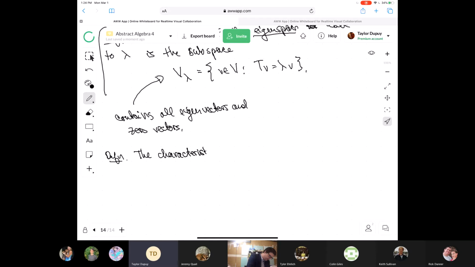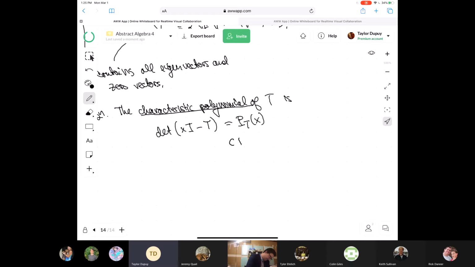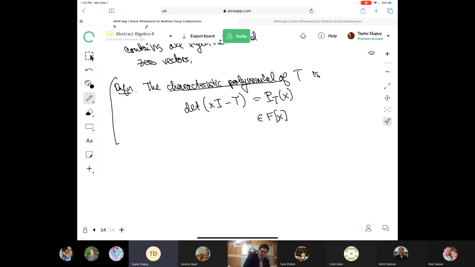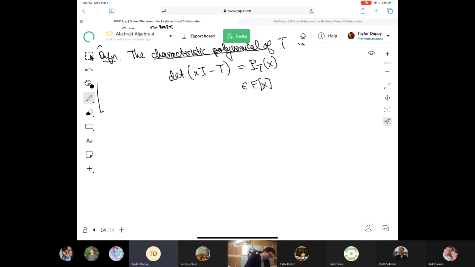So the characteristic polynomial of T is the following polynomial: the determinant of xI minus T. T is the linear transformation, and we're going to denote this by p_T(x), and this is a polynomial in F[x]. Okay, so let's make some observations here.